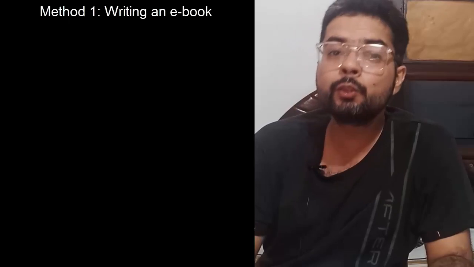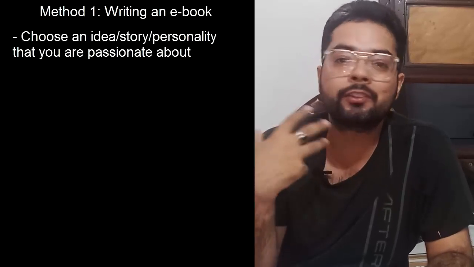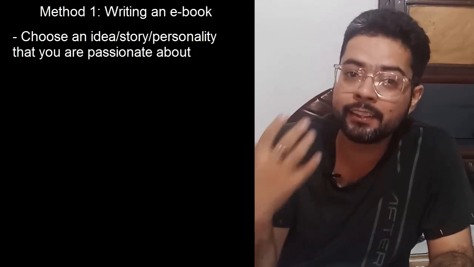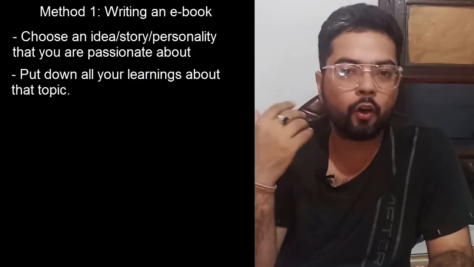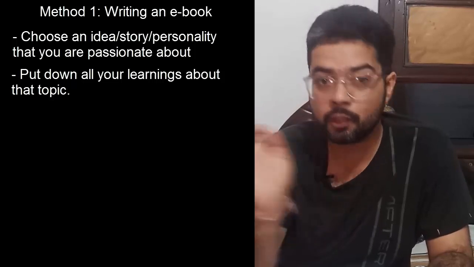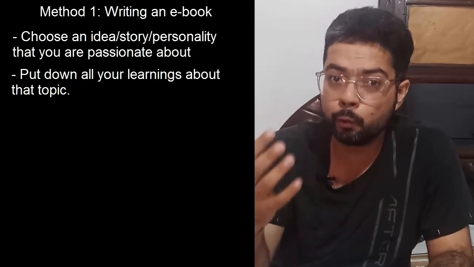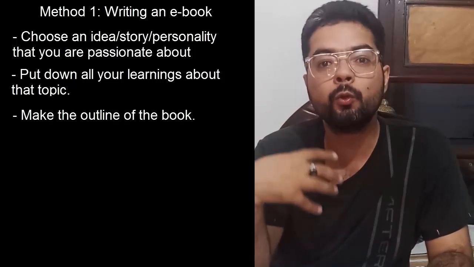So the first way of creating passive income while doing your PhD is to write an ebook. The first step of writing an ebook is you have to choose a topic, a subject, or even a personality that you are passionate about. Then you have to put down all your learnings on that topic. You have to write those down either in a notebook or in a Word document somewhere. After you have an idea about what you want to write in that book, now you have to create an outline of how that book is going to look.